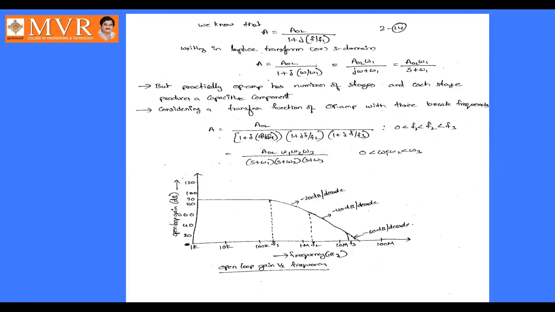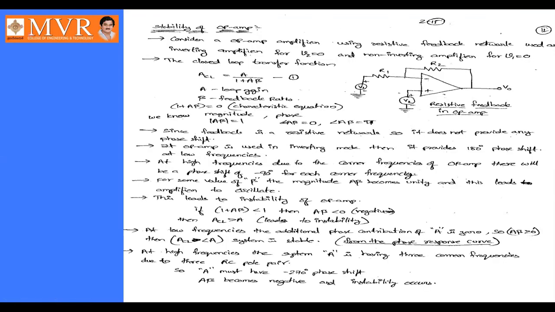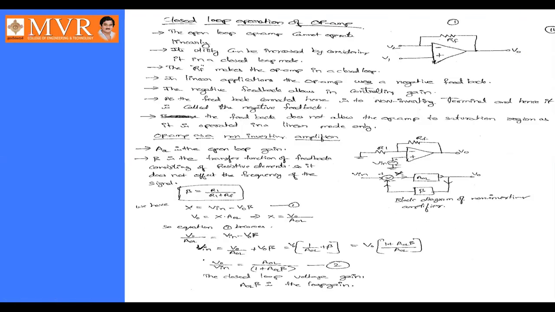So the amplifier is not going to act as an amplifier. It is going to oscillate. It is going to produce oscillations. How is this amplifier going to be stabilized? That concept will be studied in the next topic, the stability of an operational amplifier. In the next class, we are going to discuss that. With this, we are going to complete this session.